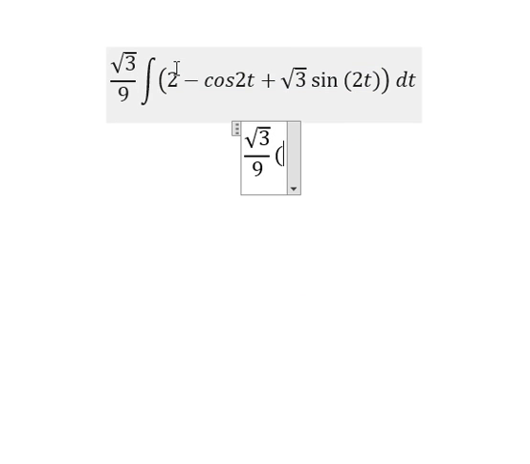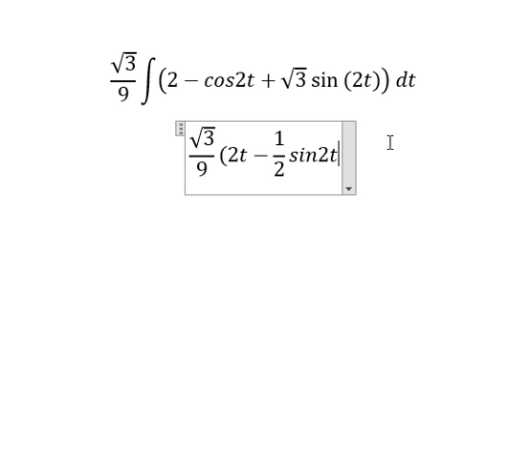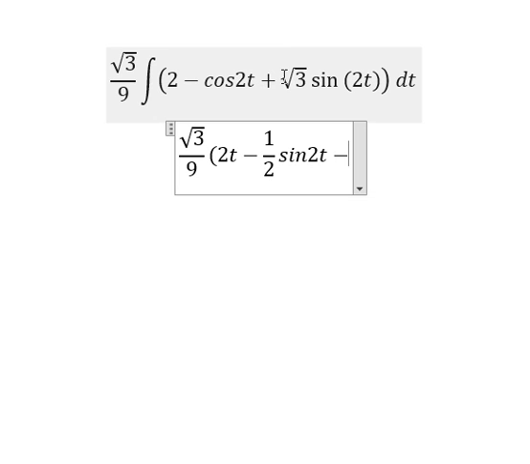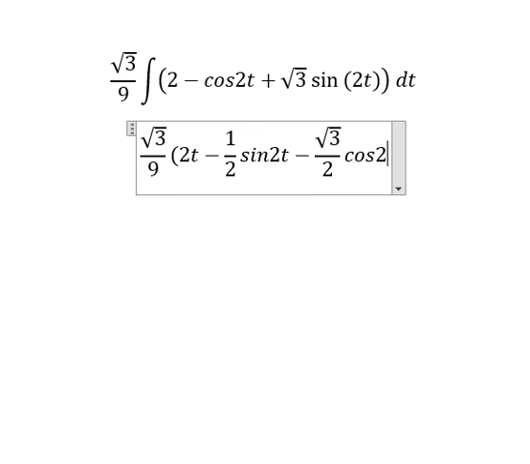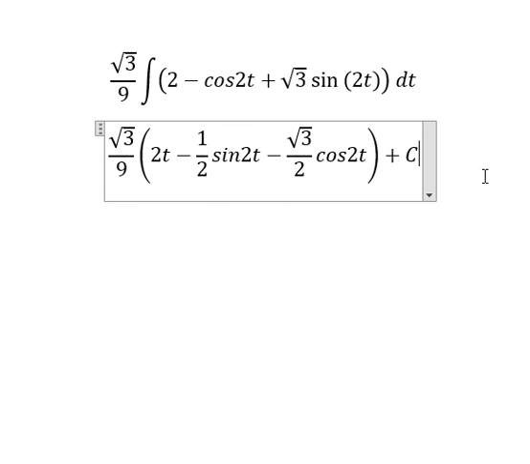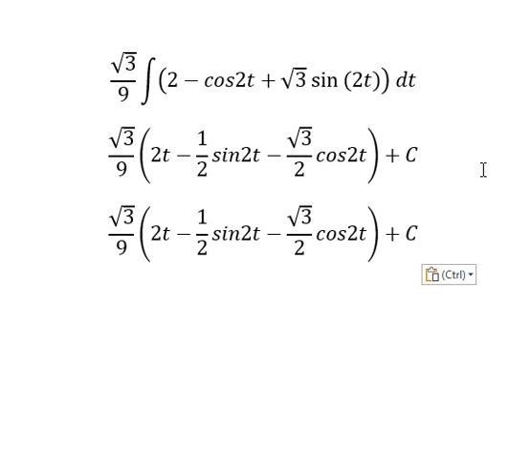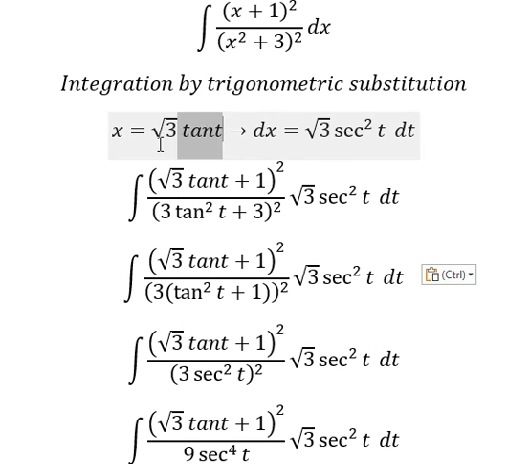The integration of 2 we have 2t. The integration of cosine 2t we have 1 over 2 sine 2t. The integration of this one we have negative the square root of 3 over 2 cosine 2t. And then I will put c. About t, that is this one.